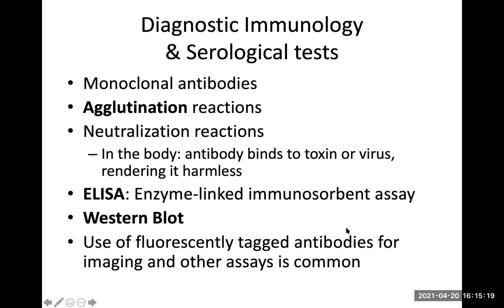You can use monoclonal antibodies for all sorts of different tests. And you could do agglutination reactions, neutralization reactions, ELISA, Western blot, and you can even make antibodies that are conjugated or tagged with a fluorescent molecule. That allows you to do some really cool imaging.